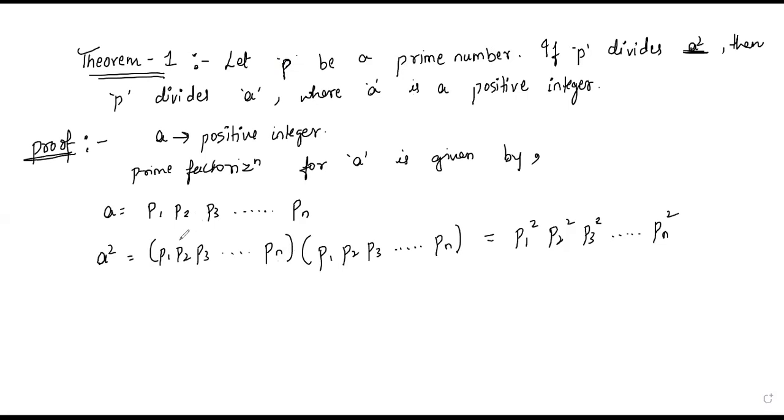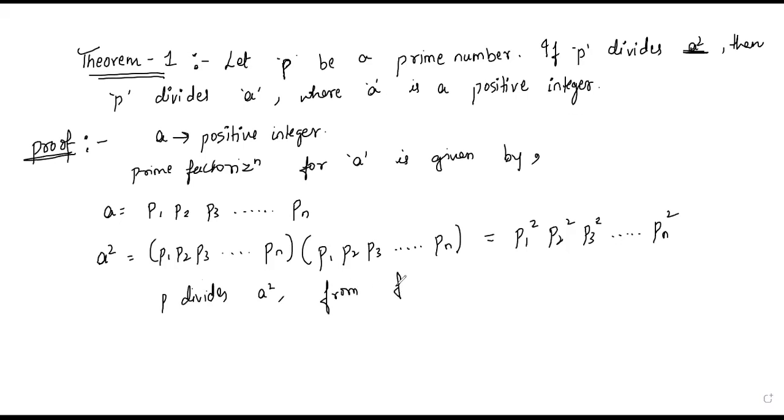No, ma'am. Okay. Next. It is given that P divides A square. Correct? It is given that P divides A square. So from the fundamental theorem of arithmetic, it follows that P is one of the prime factors of A square. Correct?